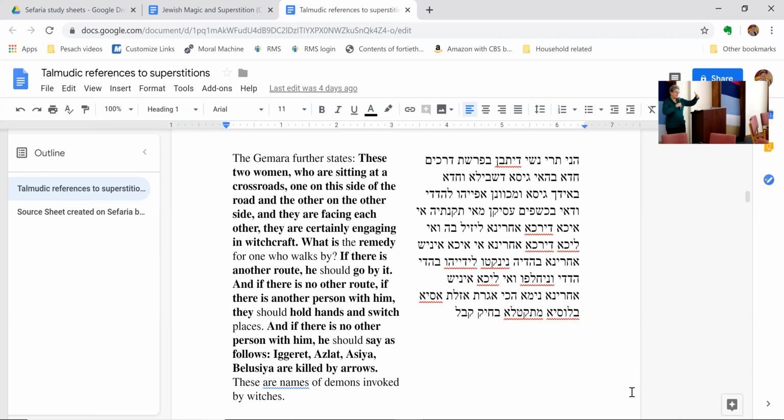This, by the way, leads up to the famous myth of the medieval period of the Golem of Prague. The idea that it would be possible for a rabbi who had mystical knowledge to take clay and shape it into a being, recite words, and then place a particular word either in the mouth or the forehead of this clay being and bring it to life. That has its origins in some of these really, really early texts.